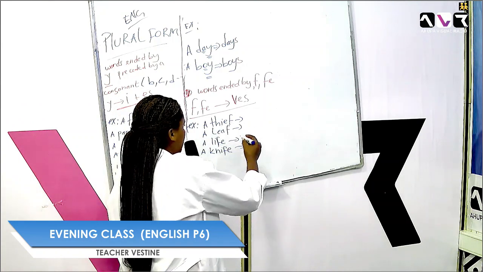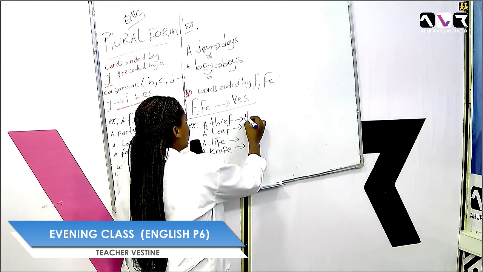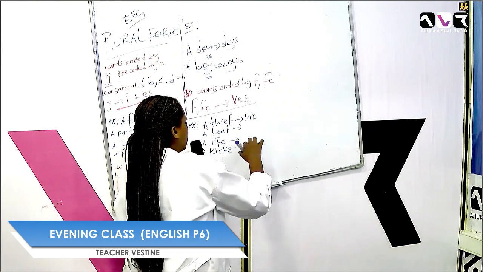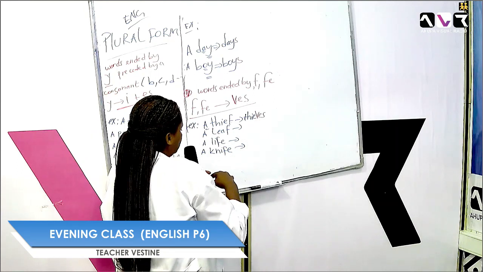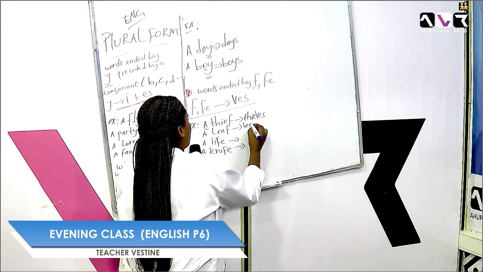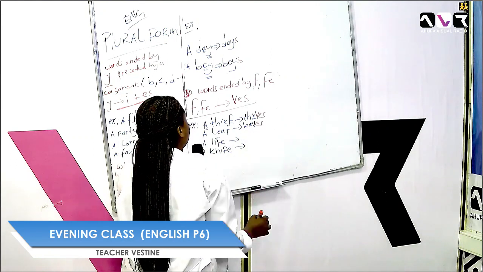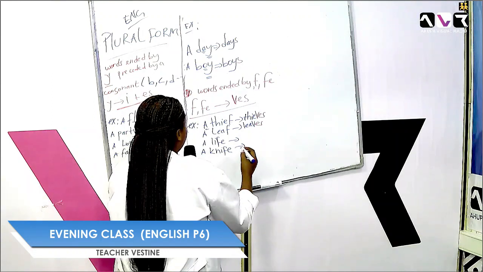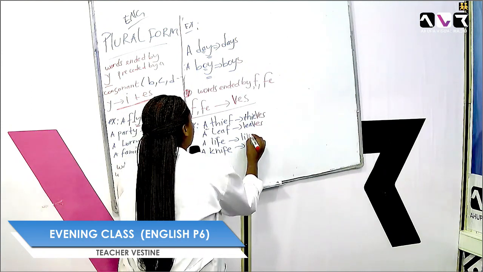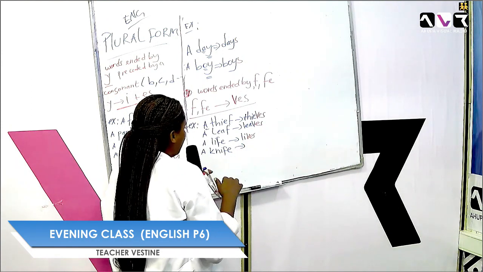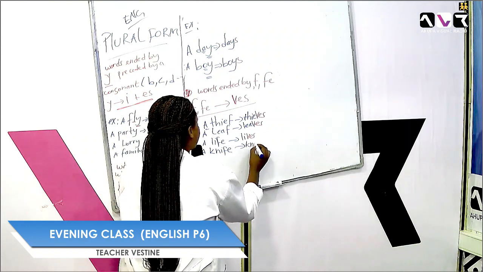Normally this E must be dropped in order to indicate the plural form. We say thieves, and here I'll say leaves, life, lives. One knife for cutting something, two knives.